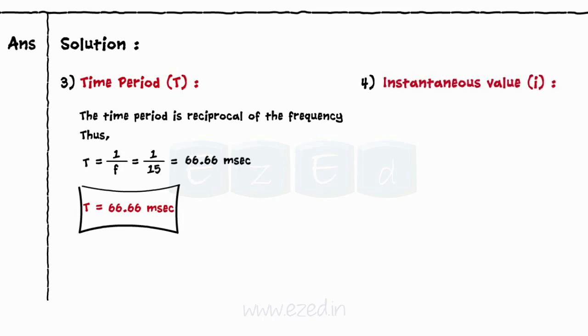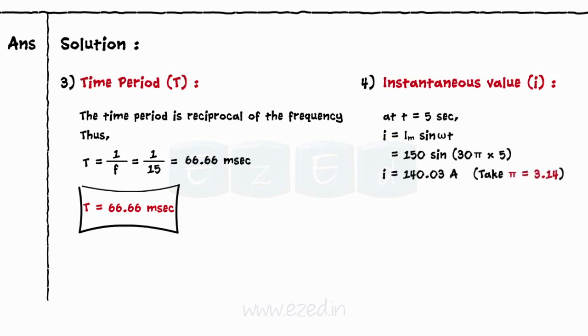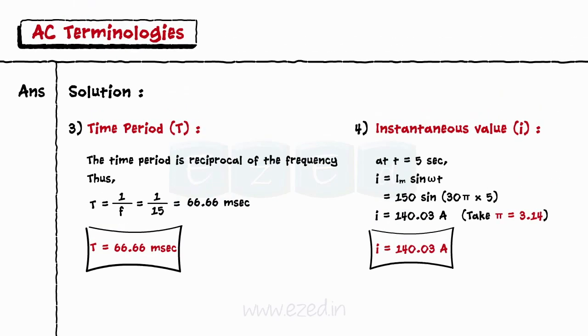To calculate the instantaneous value of the signal at t equals 5 seconds, we substitute all the values in the standard equation I equals Im sin omega t. Hence at t equals 5 seconds, we get I equals 140.03 amperes.